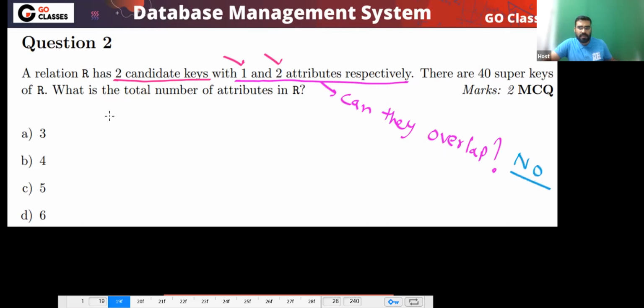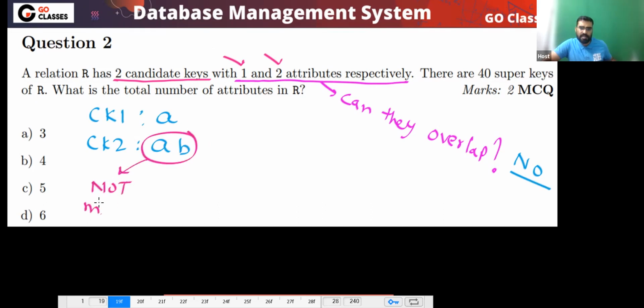For example, maybe candidate key 1 is A, and maybe candidate key 2 can be AB? See, if A is a candidate key, then this cannot be AB. This is not minimal, so this cannot happen. So finally, candidate key 2 will be something like CD, or maybe something like BC. Yes or no? This is a simple point. Now you can solve the question.